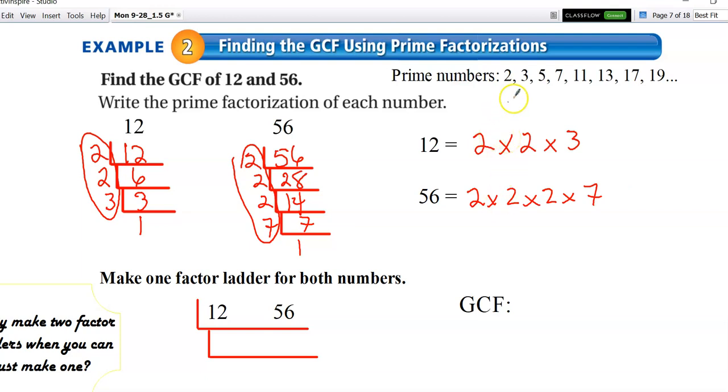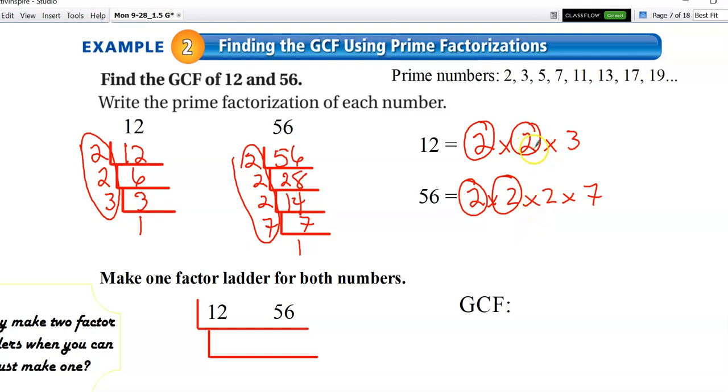And now, just like when I listed factors, when I made a list like we did on the previous page, the idea is I'm circling the common factors. They both have a 2. They both have a second 2. Now 56 has a third 2, but 12 does not. So I cannot circle this one. It is not a factor they have in common because it has to be in both lists.